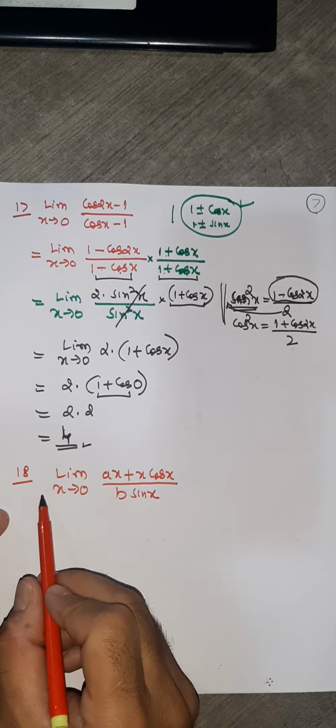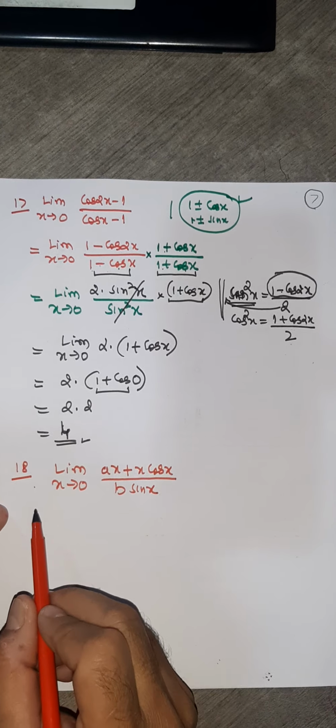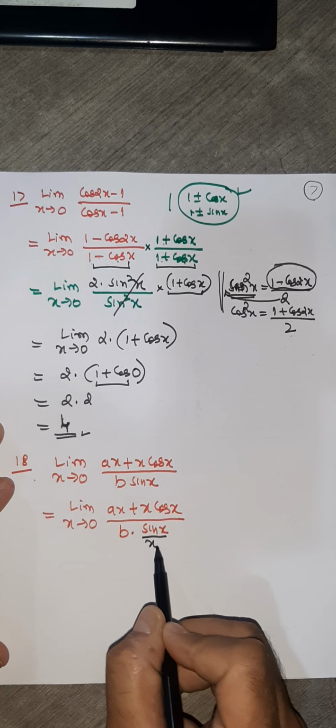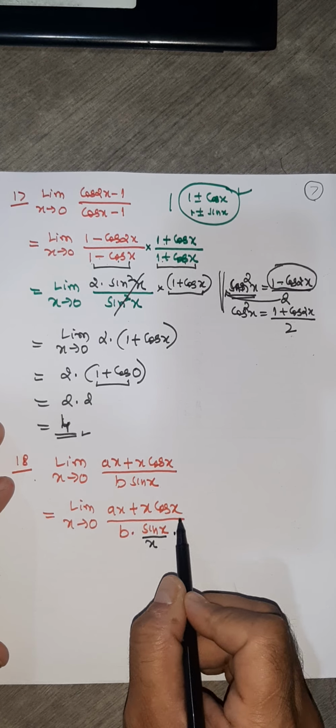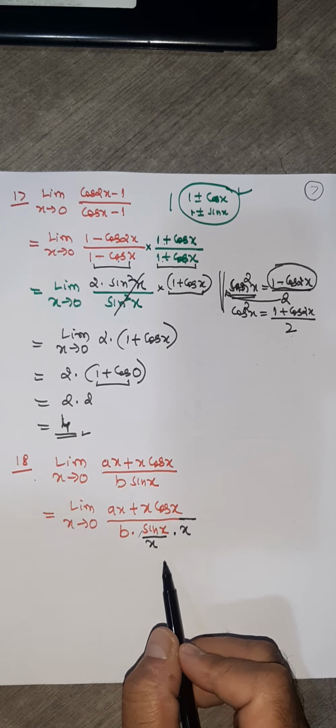Question number 18 here. In the 18th question, you have here sine x, so I must have upon x. So I'll set that, remember. This cosine function is not important. So ax plus x into cos x upon b being constant as it is. I have sine x. I need the same angle in the denominator, so I'll write upon x. And if I write upon x, I need to write into x. I've set the formula. Which formula?